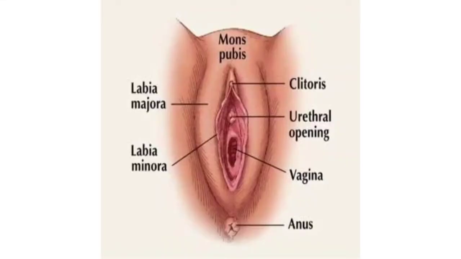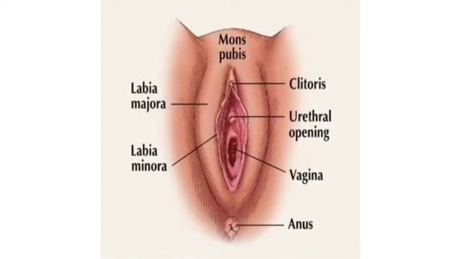Today we will learn about the anatomy of the vagina. So first are the parts of the vagina. You can see the parts are labia majora, labia minora, urethral opening, clitoris, vaginal orifice, and mons pubis.